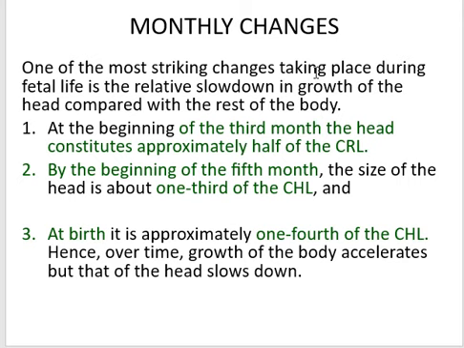First, there was the development of the head, and there was only the growth of the head in comparison to the other parts of the body. But later on, the growth of the head slows down compared with the rest of the body. At the beginning of the third month, the head constitutes approximately half of the crown rump length. So half is the head and half is the crown rump length. By the beginning of the fifth month, the size of the head is about 1/3 of the crown heel length.